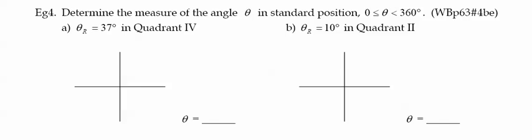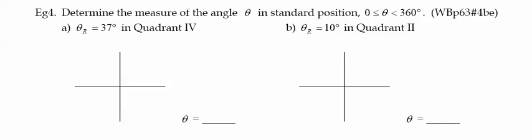In example number 4, this time we go reverse. Determine the measure of the angle theta in standard position. And once again, your angle in standard position could go anywhere from 0 degree to 360 degree.